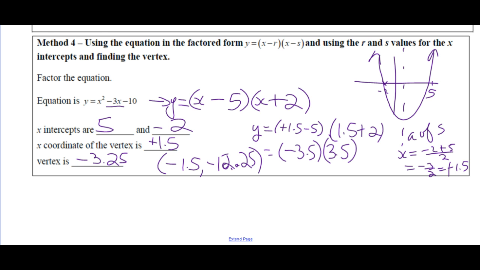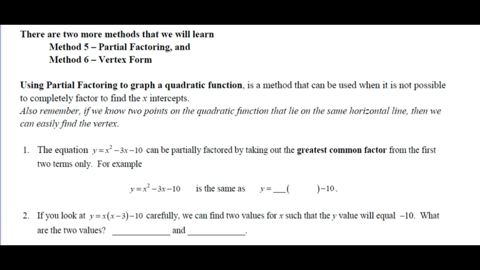Okay, so there are two more methods that we will learn. Method 5, partial factoring. Okay, so this is the big thing, right? That was all review up till now. If you just walked in, you haven't missed too much. And what you have missed, this is being recorded, and you can watch whatever you've missed up to this point.